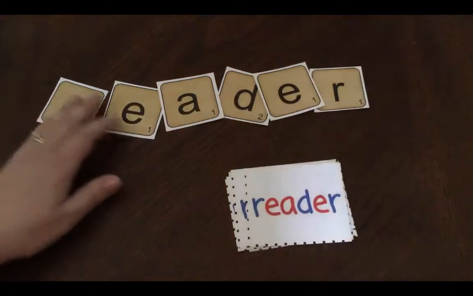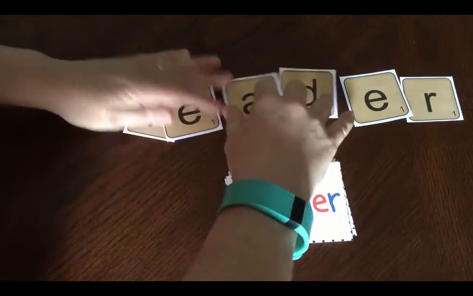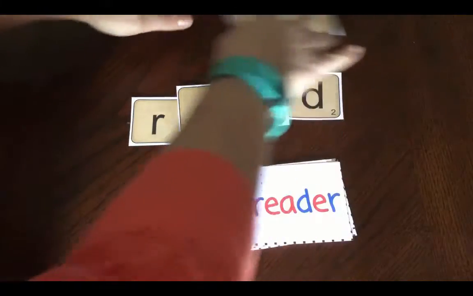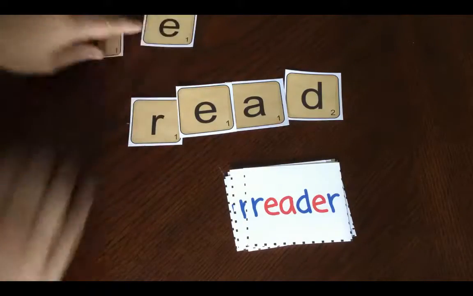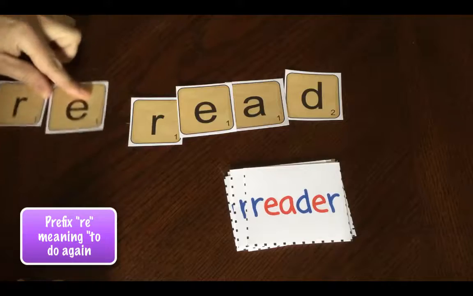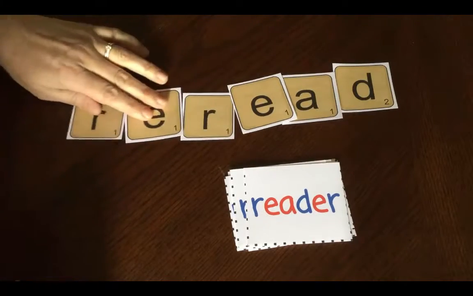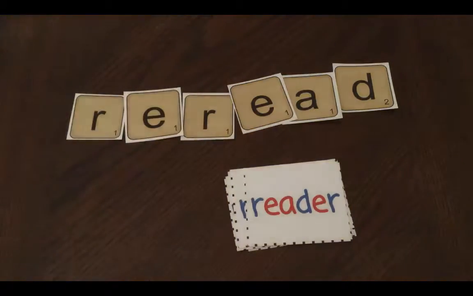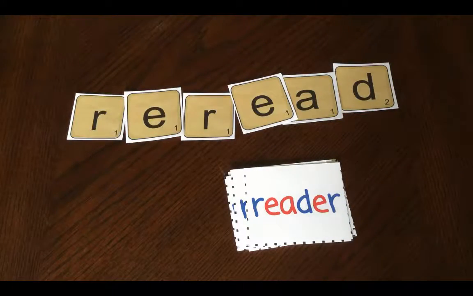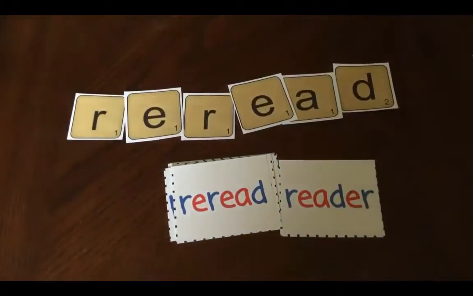But let's take a look at read and watch what happens when we take the ER off of the end and then we move it to the beginning. We can have the prefix re, meaning to do again. And now, rather than having a reader, we are going to reread something. Reread.